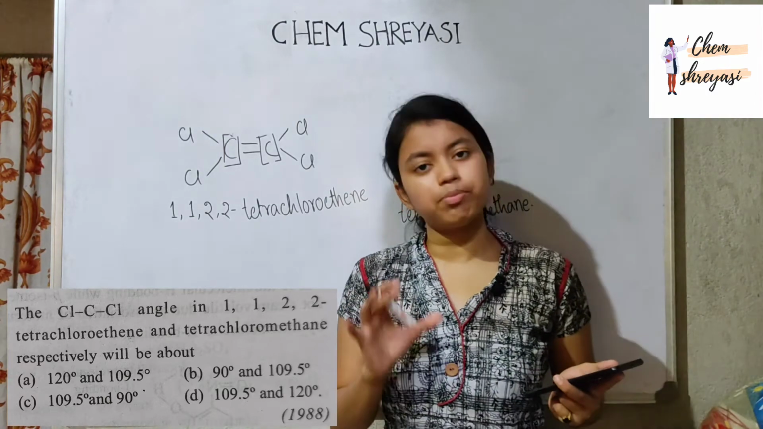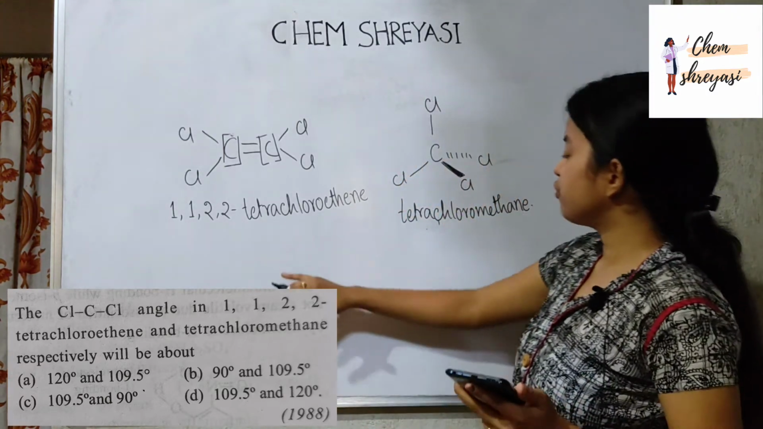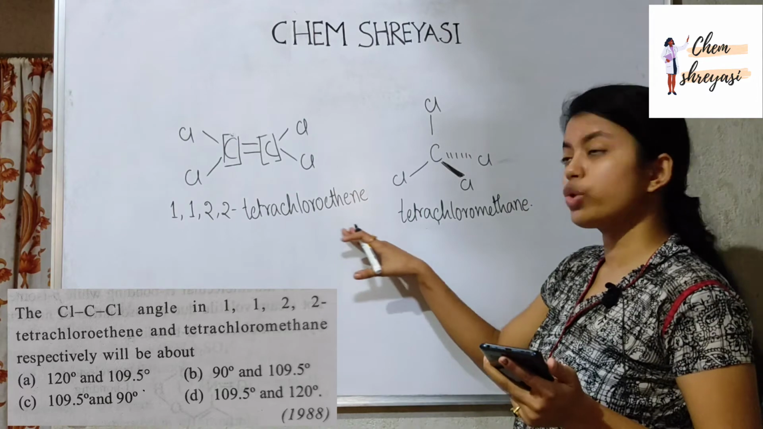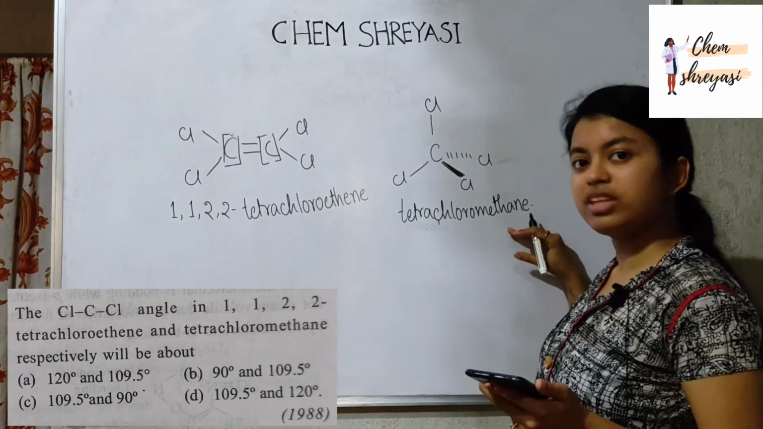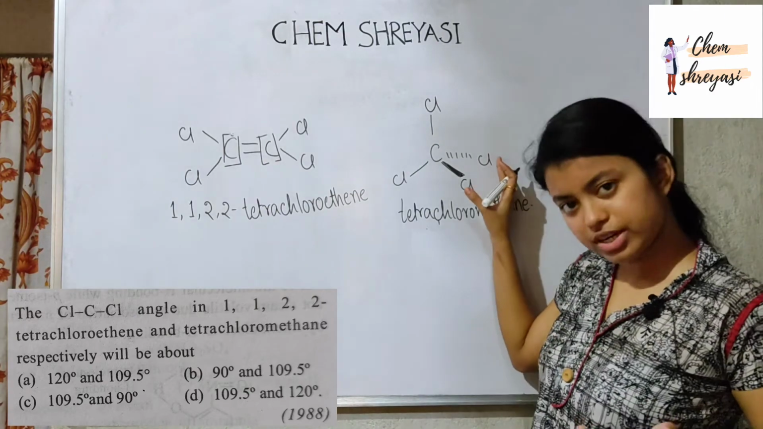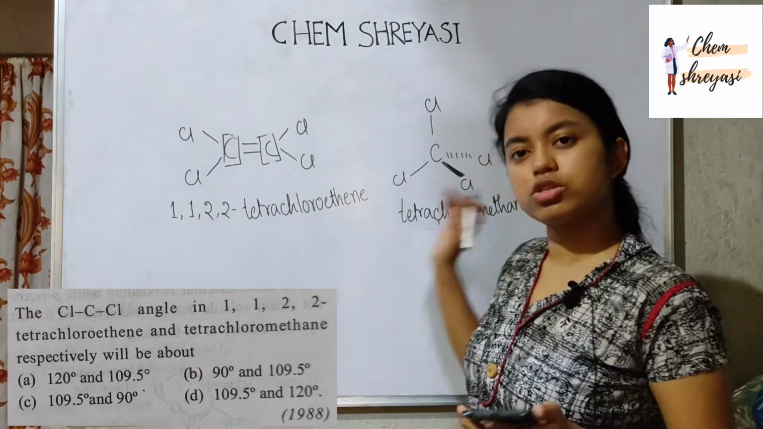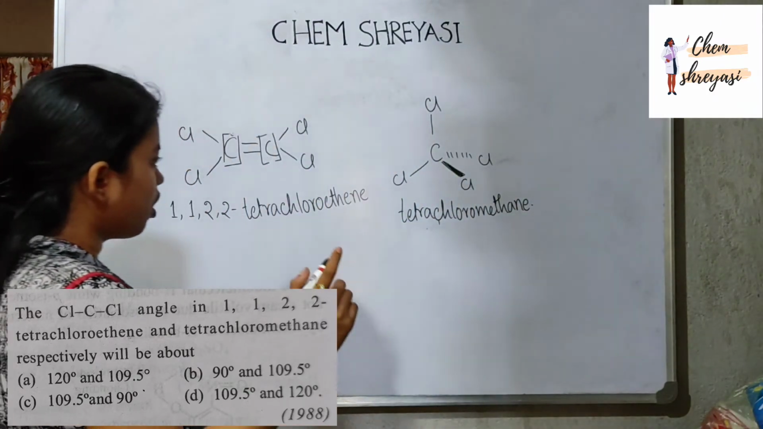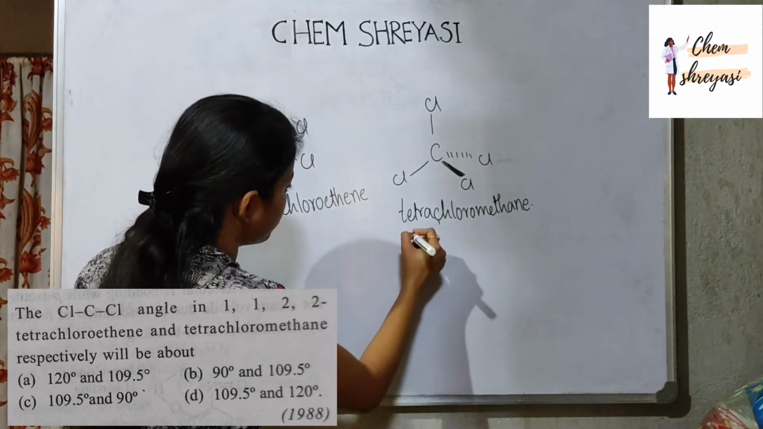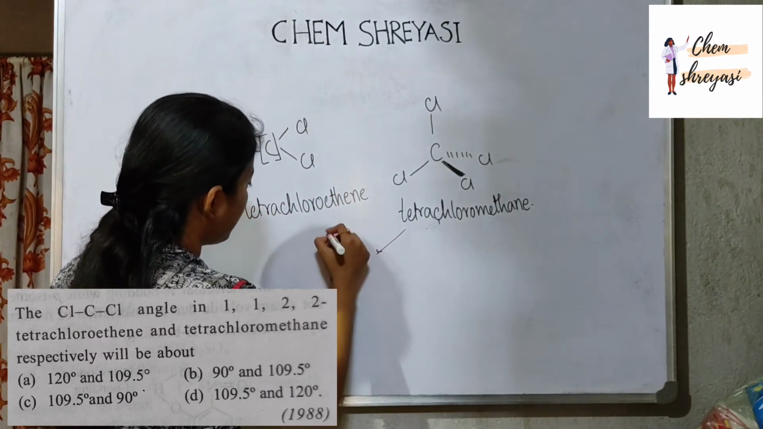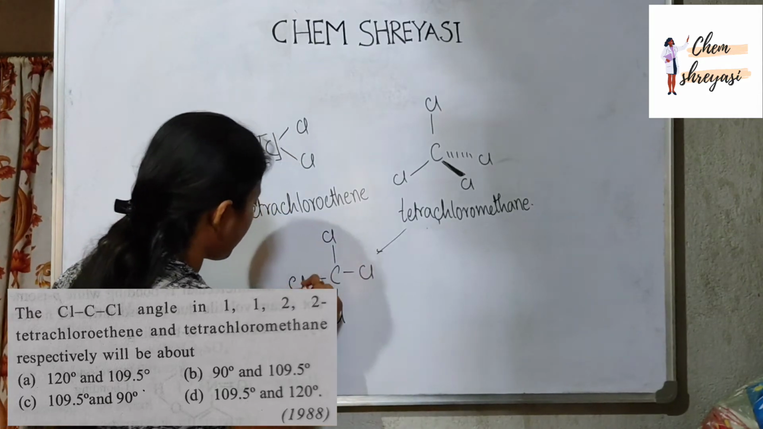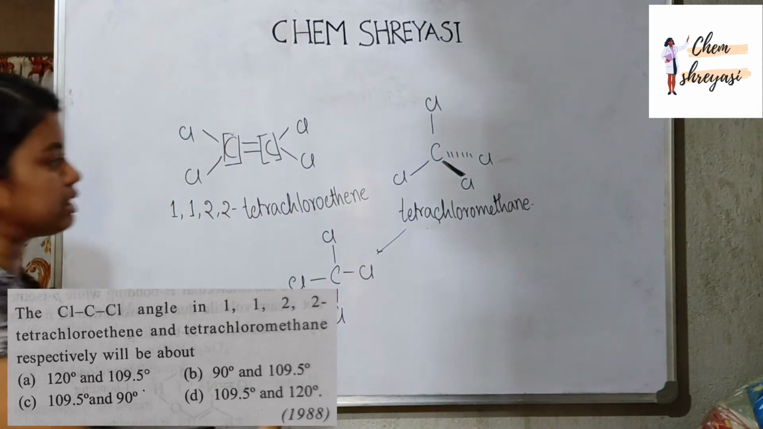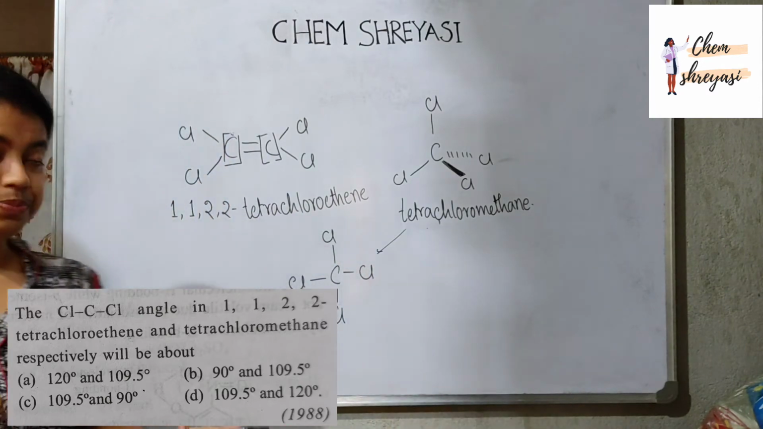So they have asked the bond angle in these two systems. The first one is the 1,1,2,2-tetrachloroethene molecule. I have drawn the structure here, and another one is the tetrachloromethane molecule. I have drawn this structure in 3D geometry. If you want, you can also draw it in 2D geometry. Let me draw the structure for you, this one. So carbon which is attached with four chlorine atoms is known as tetrachloromethane.